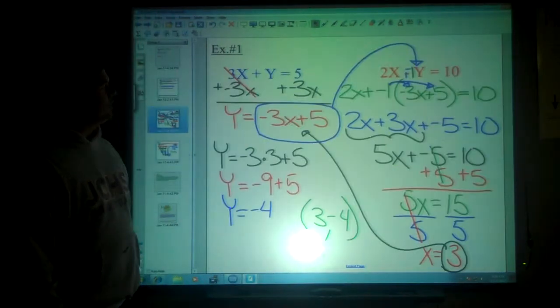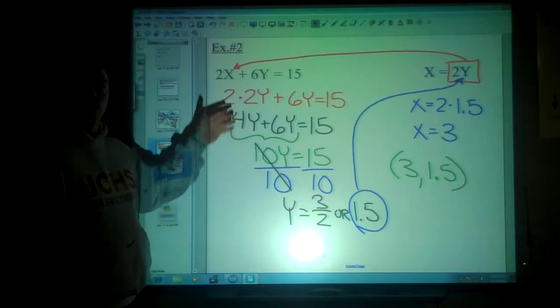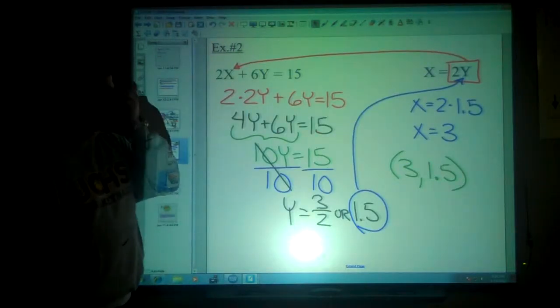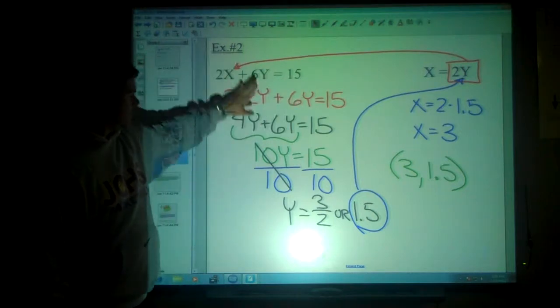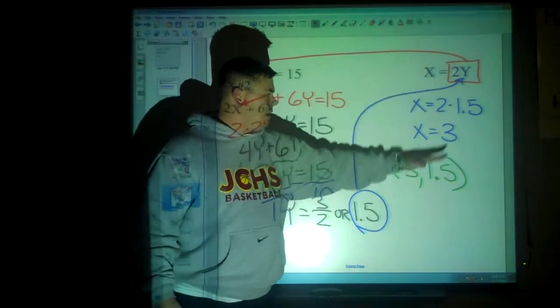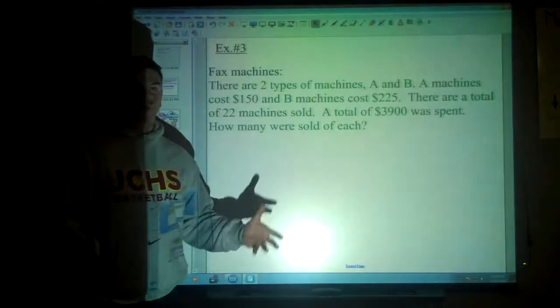So very similar. The only difference, here we had to play the shuffling game to get a variable alone, and on this problem we did not. It already had a variable alone, so we can move right to step 2. So step 2, plug it in and solve. Step 3, plug it back in and solve. You have your answer. Okay, now with the story problem, it's the same.